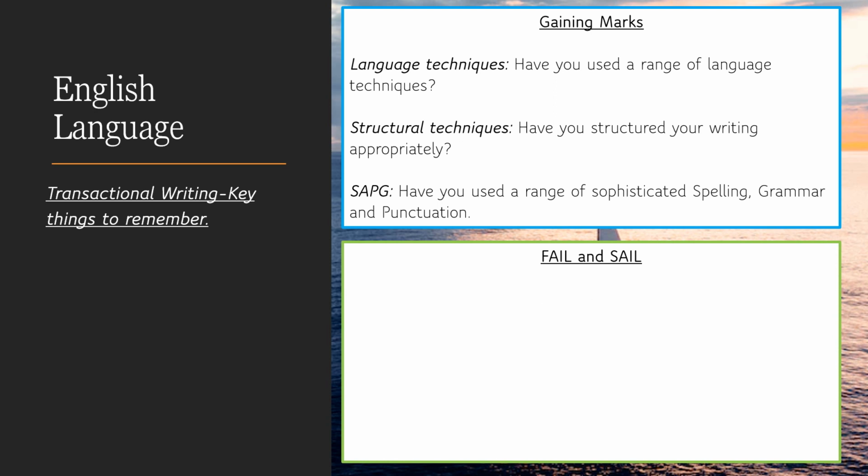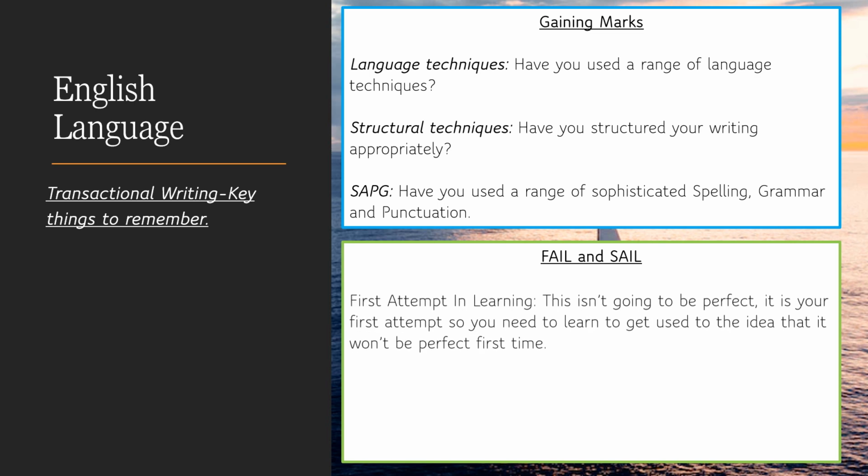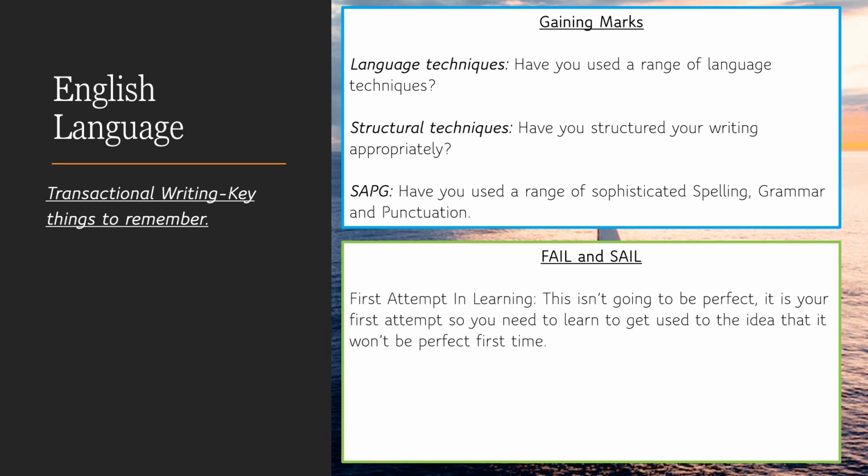Now we're going to talk about a fail and a sail attempt. Now this is particularly important if you're going to have a go at a response, get it marked by either myself or another teacher, and then try and build upon that feedback, okay? So your fail attempt, this is your first attempt in learning, so this isn't going to be perfect, okay? We just need to accept that.